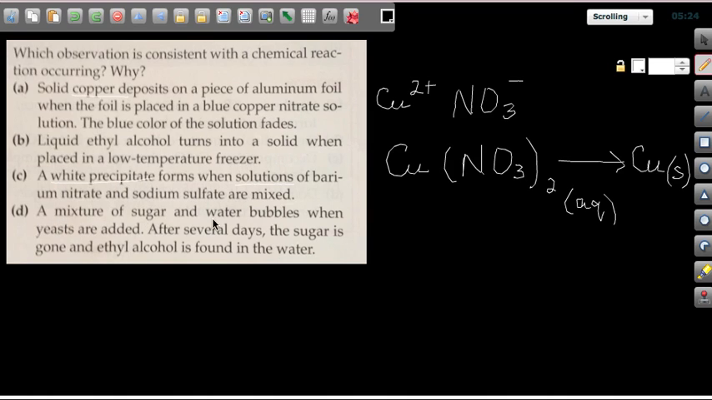A mixture of sugar and water bubbles when yeast are added. Where did the bubbles come from? After several days, the sugar is gone. Ethyl alcohol is found in water. Well, the atoms that made up sugar got rearranged into ethyl alcohol, and the bubbling could be carbon dioxide. We don't really need to know that, but we do need to recognize that we started out with sugar and water. It bubbled when yeast was added, and then when you went back, there was no sugar. So this is indeed a chemical reaction.